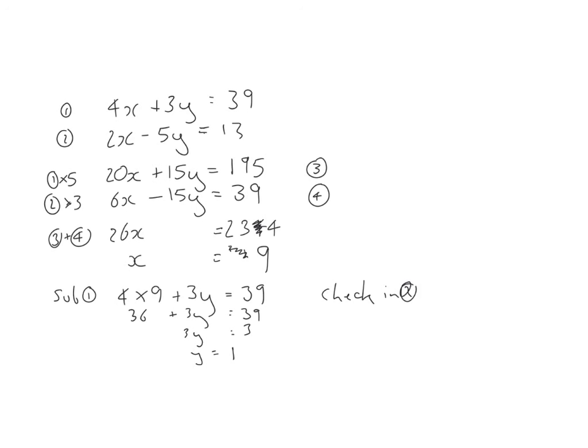So check in equation 2, sorry. I've got 2 times 9 minus 5 times 1. 2 times 9 is 18, minus 5 is 13. Check. I know that I'm right. Okay, I like this method.